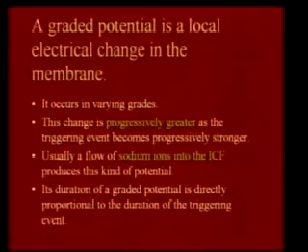Okay, and what you're going to see is there's constant fluctuation, constantly stuff moving, but if you can get a graded potential to reach a certain level, that's what's going to trigger an action potential. That's what's going to trigger an actual nerve impulse that's going to be sent from this nerve cell.